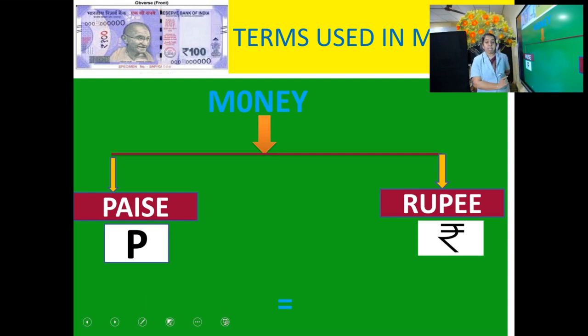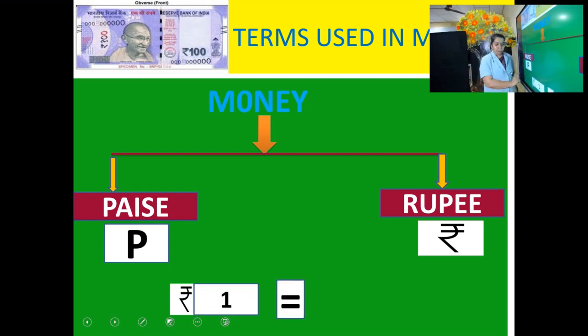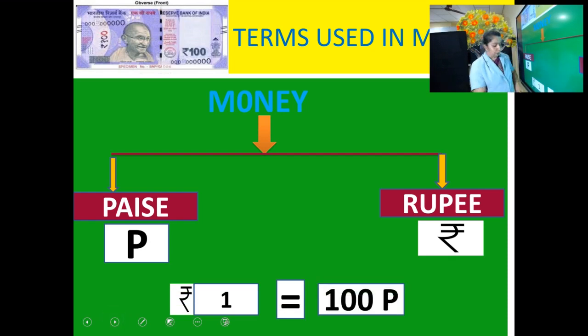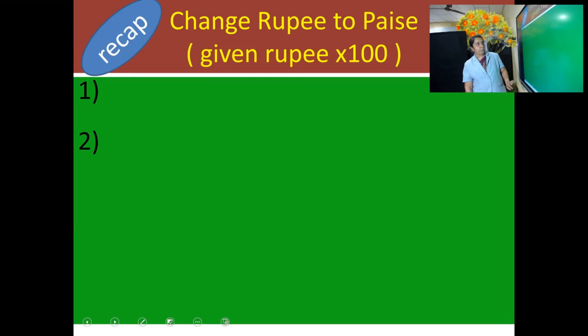Then what is the relation between paisa and rupee? There is a relation between paisa and rupee. So 1 rupee is equal to 100 paisa. 1 rupee is equal to how much paisa? Yes, 100 paisa. These are the things we learned in the standard 3.